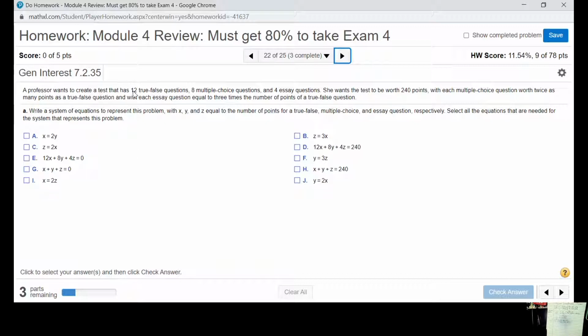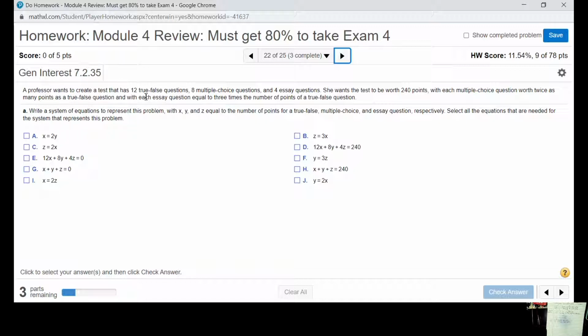So I want to create a test that has 12 true-false questions, 8 multiple choice, and 4 essay questions. So they give us how many of each kind of question. So it looks like there's 24 questions altogether. So that's useful to know. She wants the test to be worth 240 points. That's another useful total. And then you've got the multiple choice, which as many as true, false, essay equal 3 times blah, blah, blah. All right, so first of all, let's look at some of the things we know.